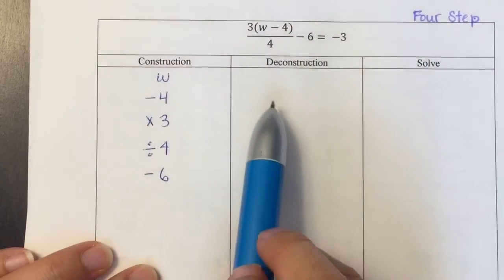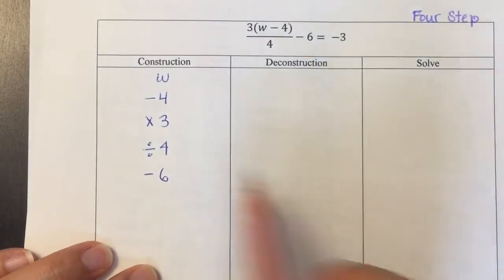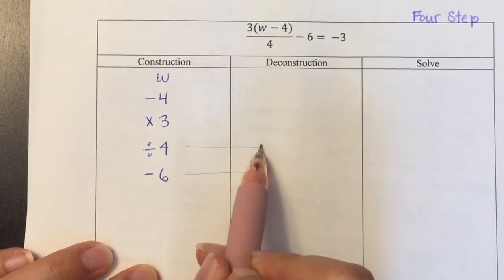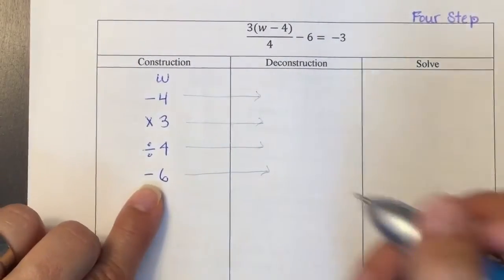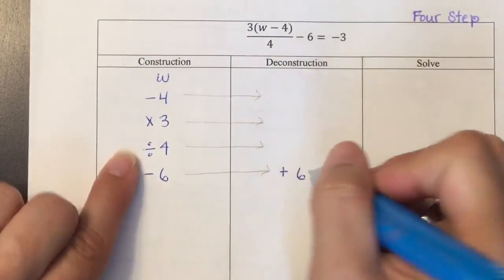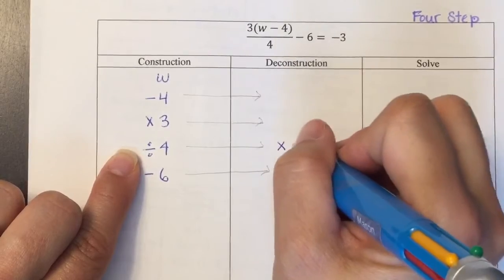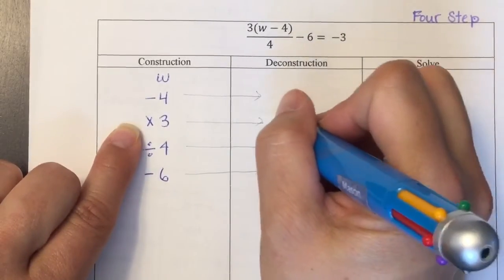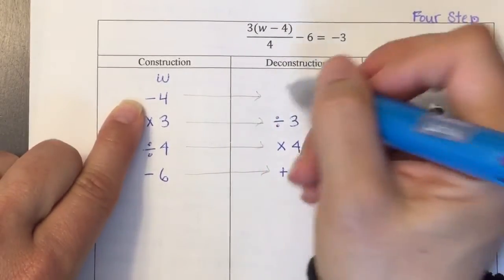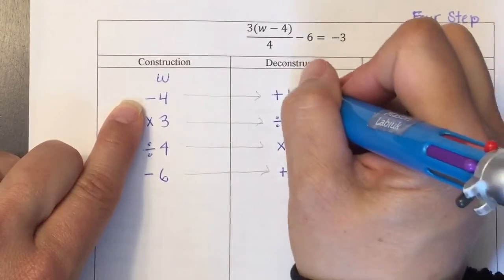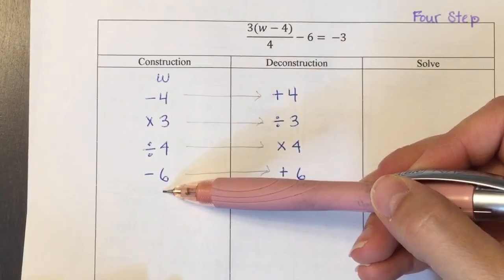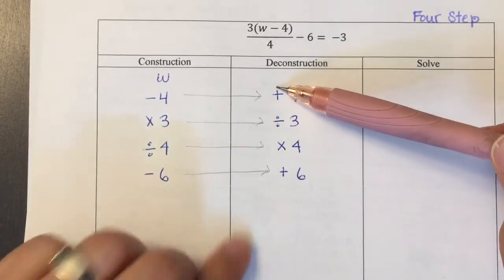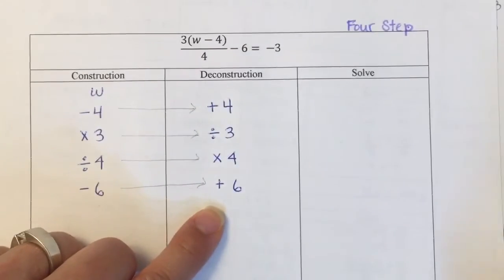Okay? So on this side, what is the opposite of each of these operations? Opposite of minus, add. Opposite of divide, multiply. Opposite of multiply, divide. Opposite of subtract, add. Okay, so we set up our equation going this way. We're going to take it apart going this way. Okay, so I'm going to write out my equation here.